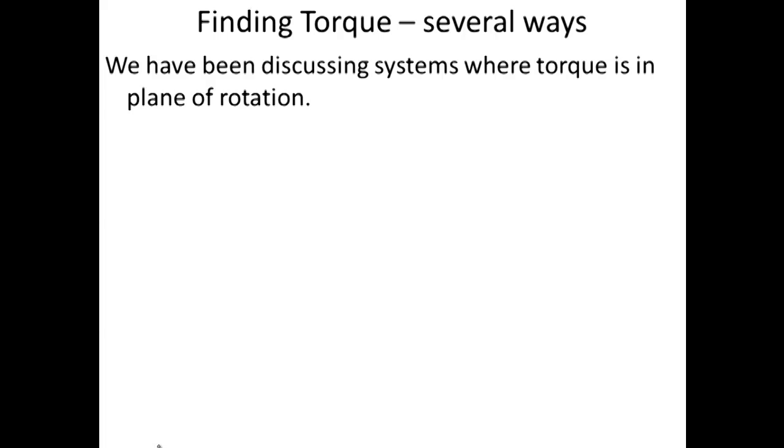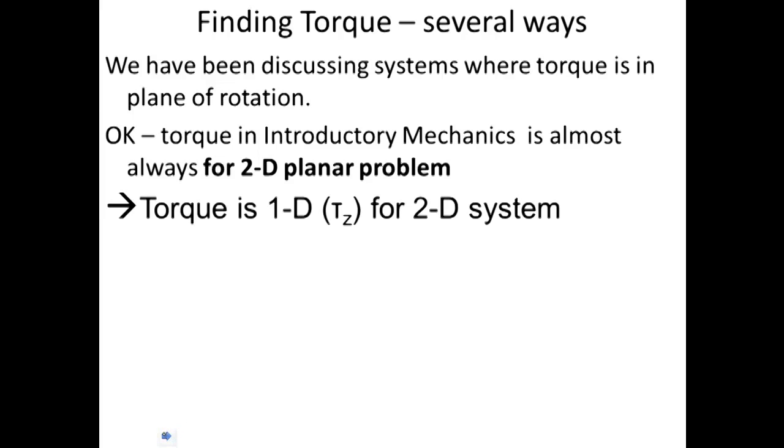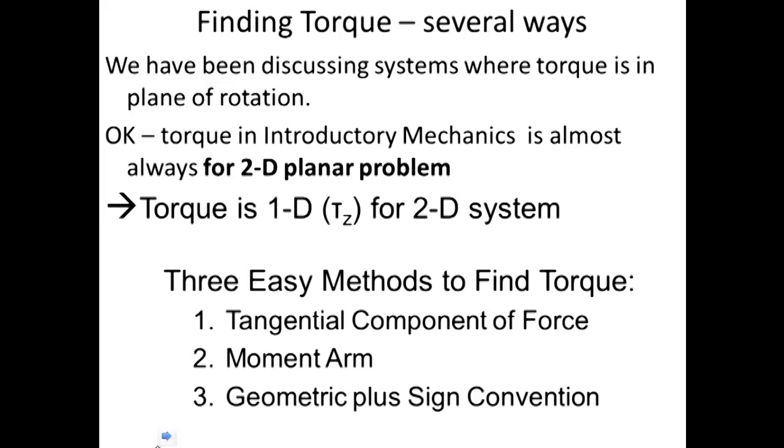Continuing this specialization to two-dimensional problems is important and relevant, and it's okay, because in introductory mechanics we'll almost always be working with a two-dimensional planar problem that can be written on a piece of paper or represented on the screen in front of you. For that case, the torque, as we just said, is in one dimension, the z direction. Now, what are the easy ways to find it? There are three basic methods. One is the tangential component of the force, the second is the moment arm of the force, and the third, the one we've been using, is the geometric plus the sign convention.